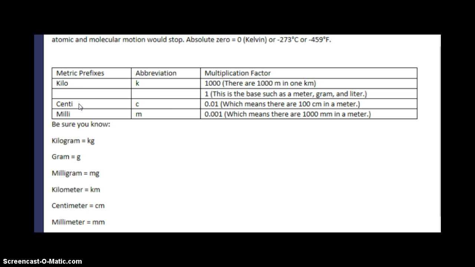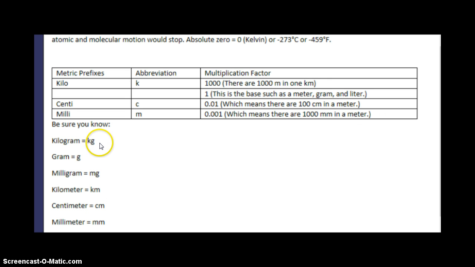You can also have the prefix centi, abbreviated C, which is 0.01. And that means there's 100 centimeters in a meter. Or a centimeter is 1/100th of a meter. As in like cent, like money, right? Like 1 cent is 1 penny. That's a good way to remember that one too. Milli is even tinier. It is 1/1,000th of a meter. And there are 1,000 millimeters in a meter.